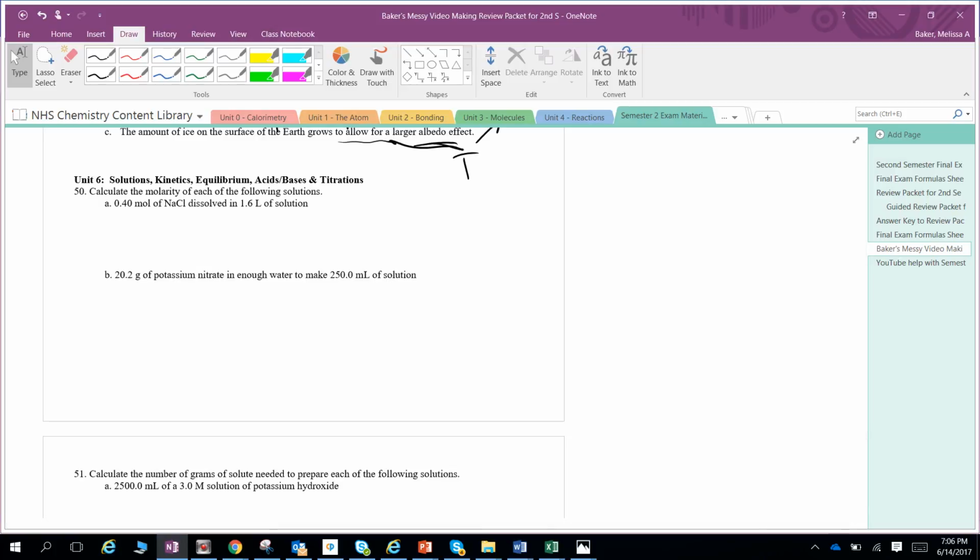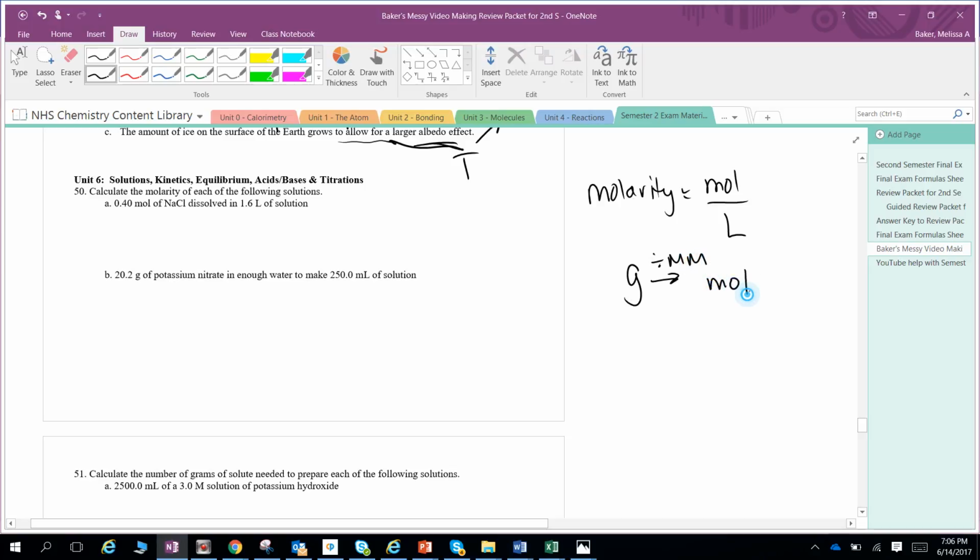All right, our last section, looking at solutions, kinetics, equilibrium, acids, bases, and titrations. For number 50, we want to calculate the molarity for these solutions. Well, we've got to remember that molarity is equal to moles divided by liters. Sometimes you're given grams, and you've got to divide by the molar mass of that substance in order to convert it into moles first. That's what we're going to have to do in question B here.